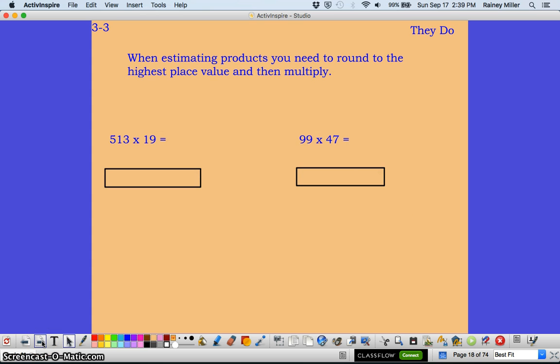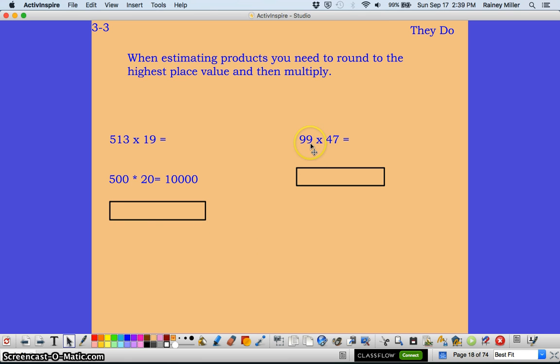So what I'm going to have you do now is I'm going to have you try it. So stop the video, try it out on your whiteboard. Okay, so now that you've tried it, we're going to look at this. So the 1 tells the 5 to stay the same, so that's going to be 500. The 9 tells the 1 to go up, so that's going to be 20. So we have 500 times 20. So we know that if I take the 5 times 2, that's 10, and then I can put 3 zeros behind it. And there I get my 10,000.